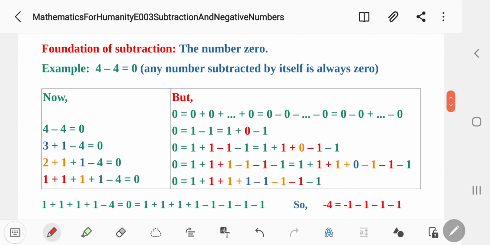Foundation of subtraction, the number 0. Again, the number 0 and the number 1 are the two most important numbers that we have to know. So we check this example. 4 minus 4 is equal to 0. Again, from the rule, any number subtracted by itself is always 0. 4 minus 4 is equal to 0. 5 minus 5 is equal to 0. 1 million minus 1 million is equal to 0. Anything, for as long as they are the same, that's 0.